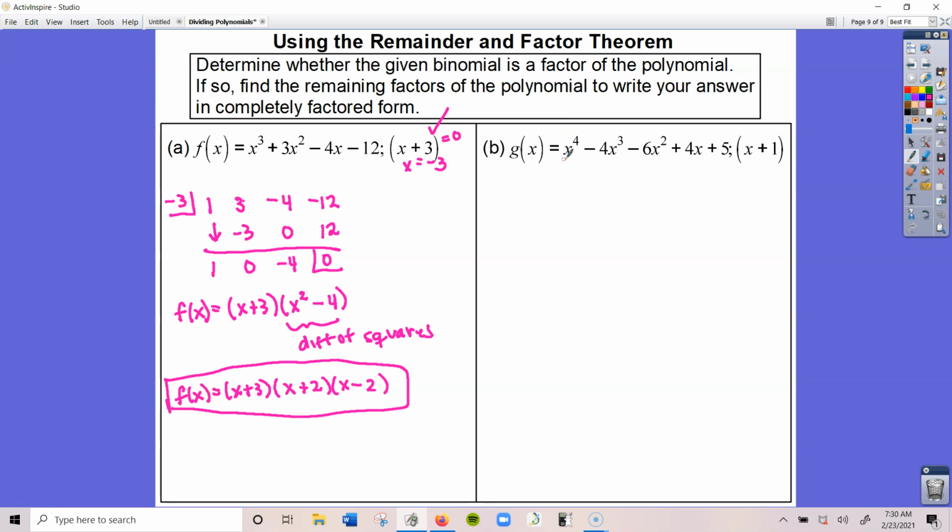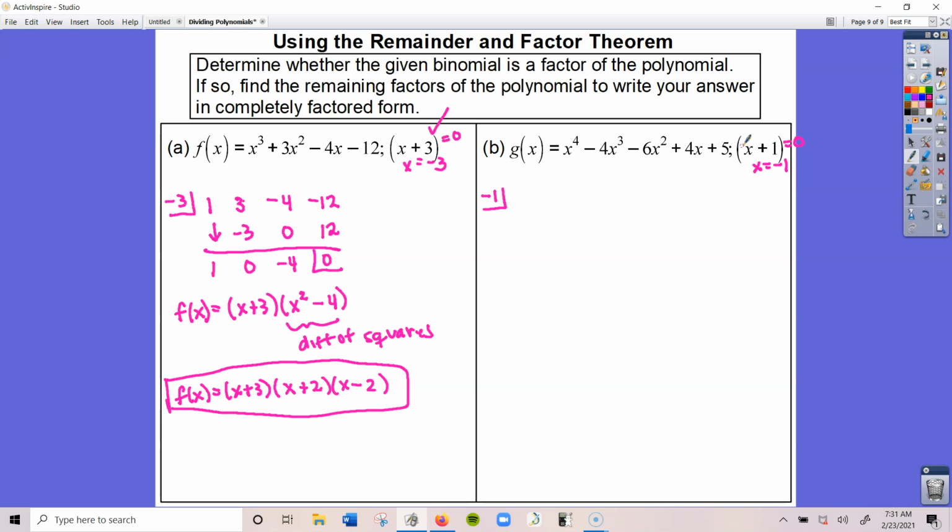Let's look at this last one here. We have x to the fourth minus 4x to the third minus 6x squared plus 4x plus 5. And we want to divide by x plus 1 to check if it is indeed a factor. So first we make the factor equal to 0. In order to solve for x, we would have to subtract the 1, so x is equal to negative 1. So that's what I'm going to put in the little box.